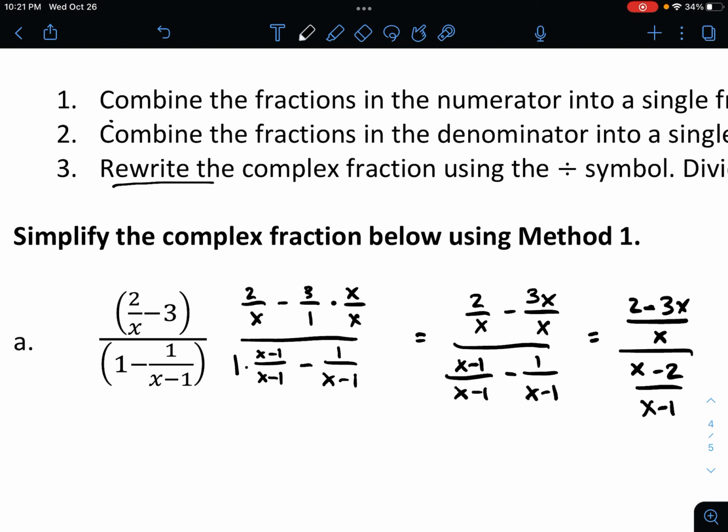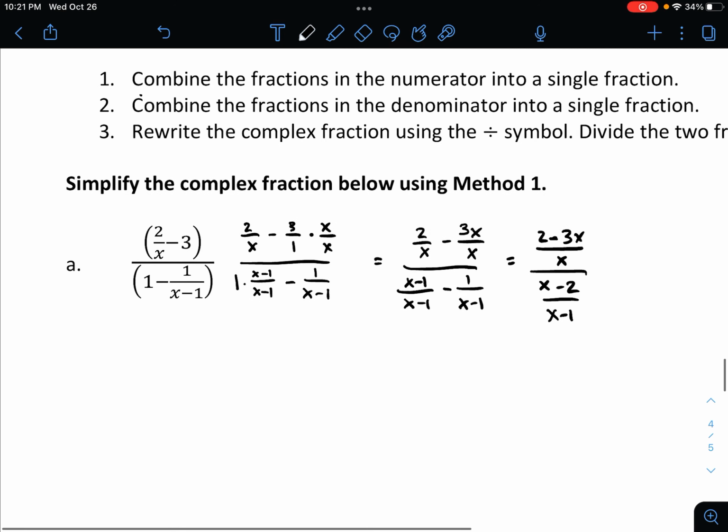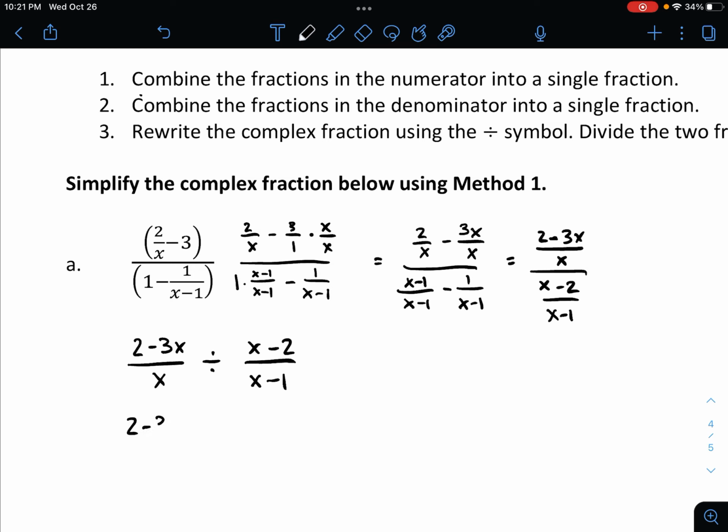So what I have to do now is rewrite this using the division symbol, and then we're going to divide and simplify. So I'm going to write this as 2 minus 3x over x divided by x minus 2 over x minus 1. I know that I can rewrite this as 2 minus 3x over x times x minus 1 over x minus 2. All right, and now if I look, there's nothing that I can really cancel, nothing like that at all. So this is actually just going to be our final answer.